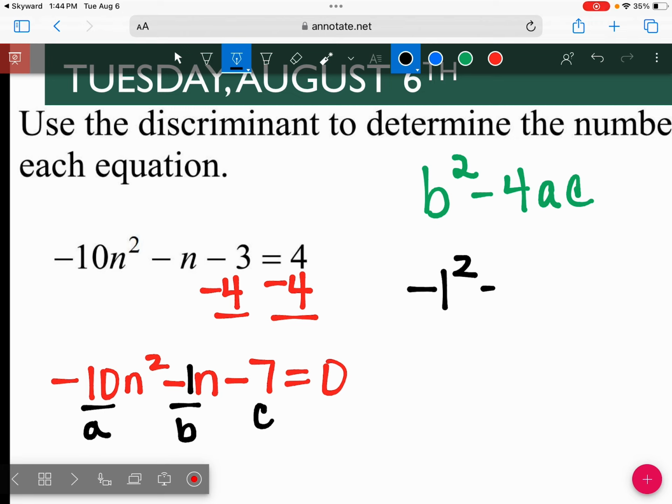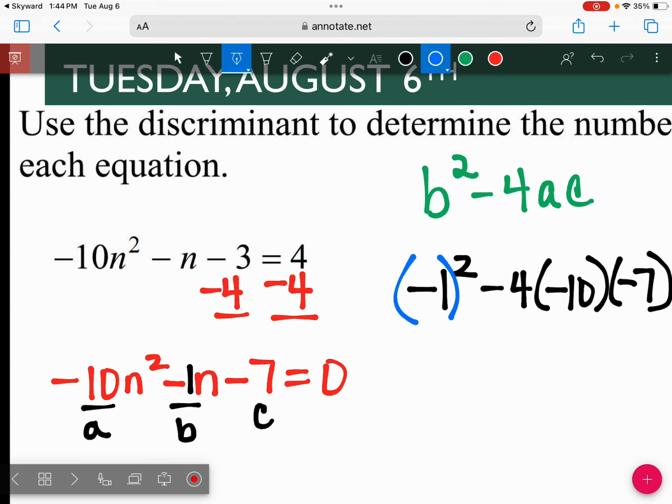Negative 1 squared minus 4 times A times C. That will not give you the right answer. If you type it in your calculator like that, you will not get the right answer. What am I missing? You have to put parentheses around the negative 1. So when you type that in your calculator, go ahead and type it in just like that.